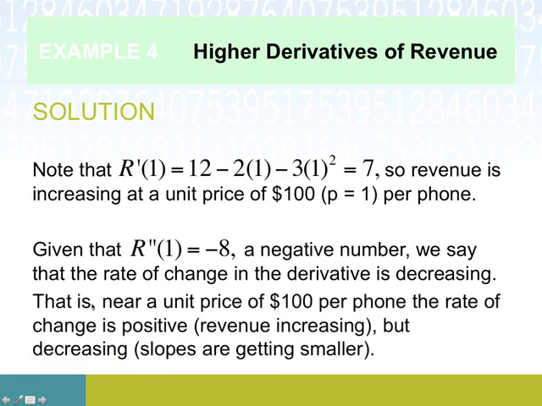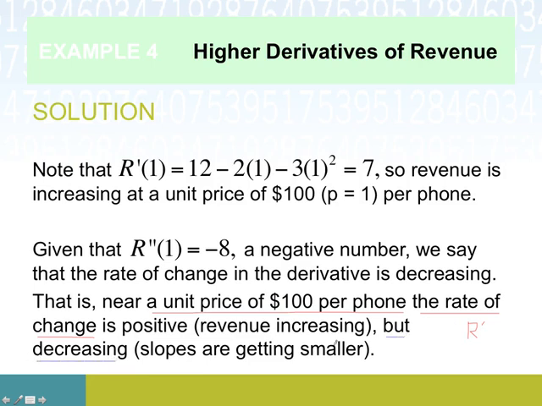So for a complete interpretation, we could say something like the following. When we get close to this input, so near a unit price of $100 per phone, there's our input value, p equals 1. The rate of change is positive. That's a result from the derivative, the rate of change in revenue, r prime, but it's decreasing. So revenue is headed upwards, but the slopes are getting smaller.